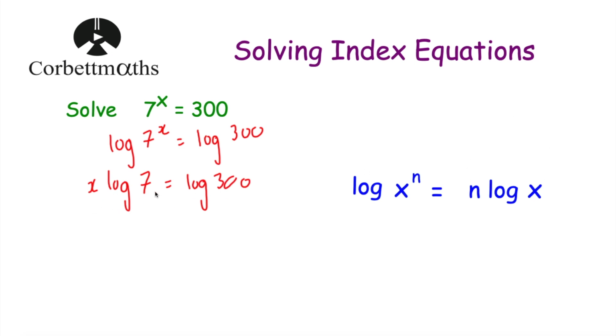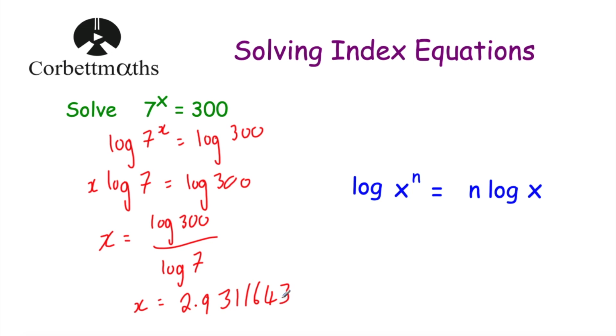And then if we want to solve this, we can now divide both sides of this equation by log 7. If we divide the left hand side by log 7, we'd just be left with x, and if we divide the right hand side of this equation by log 7, we'd have the log of 300 divided by the log of 7. And when we work that out in our calculator, we take the log of 300 and divide that by the log of 7, and we get that x is equal to 2.9311644359. And we can round that to 3 decimal places, so x is equal to 2.931 to 3 decimal places. And that's it, we've solved that equation, we've taken the logs of both sides, we've brought the power down, and then we've divided, and we've worked out what x is, the power.